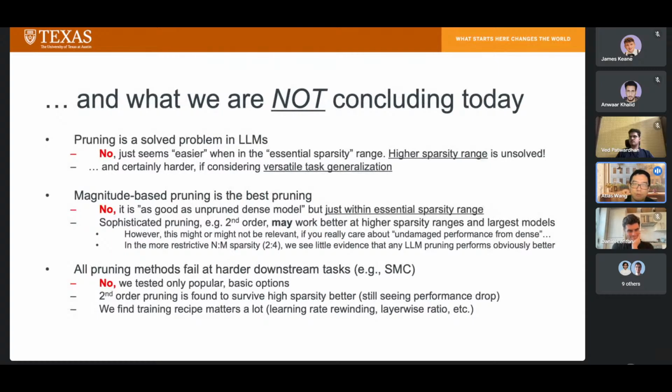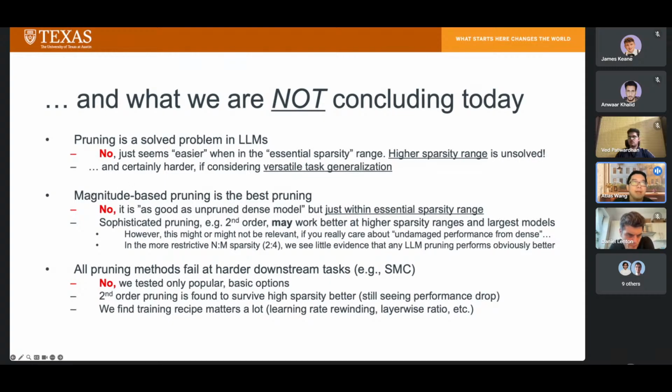In contrast to the positive message, I also want to give a negative message about what I'm not concluding today, so I'm not wrongly quoted for what I talked about. Did I say pruning is a solved problem in large language models? I believe I was asked this in news reviews. No, I didn't say that. Even though I say one-shot magnitude pruning is more effective than we thought, the claim is made in a limited context. I just say pruning seems easier or can be simplified in the essential sparsity range. I never say pruning is a solved problem in a high sparsity range. We ourselves are continuing to explore the high sparsity range over 70%. I think that's still a very meaningful research area. And pruning certainly becomes only harder if you care about versatile and difficult downstream task generalization. So no, pruning is not a solved problem.